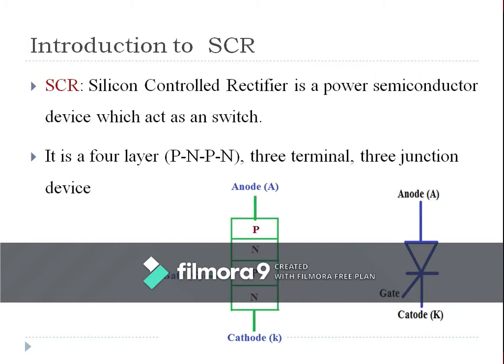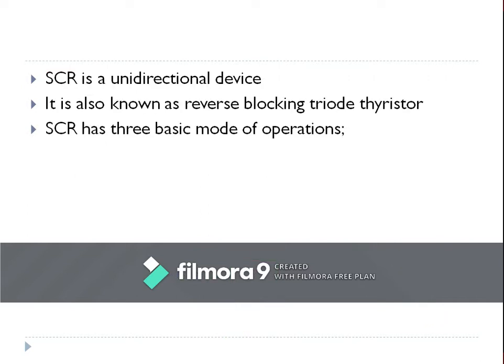The symbol of the SCR is shown. It is like a diode, but with one additional terminal, that is the gate. The gate is nothing but a controlling knob. So we can control the operation by using this gate terminal. Hence the device is called a controlled device, or a controlled rectifier. SCR is a unidirectional device because it conducts in only one direction. It is also known as a reverse blocking triode thyristor.